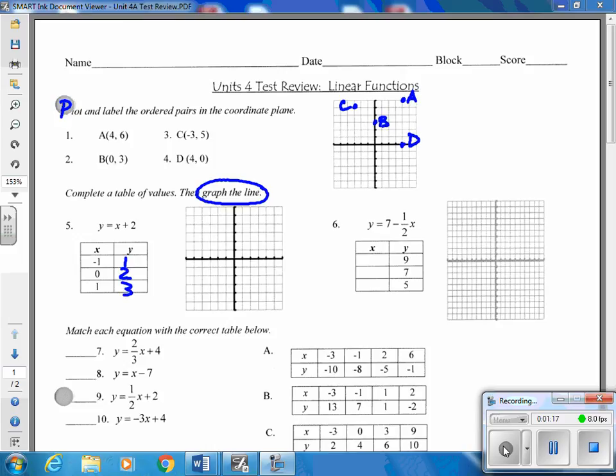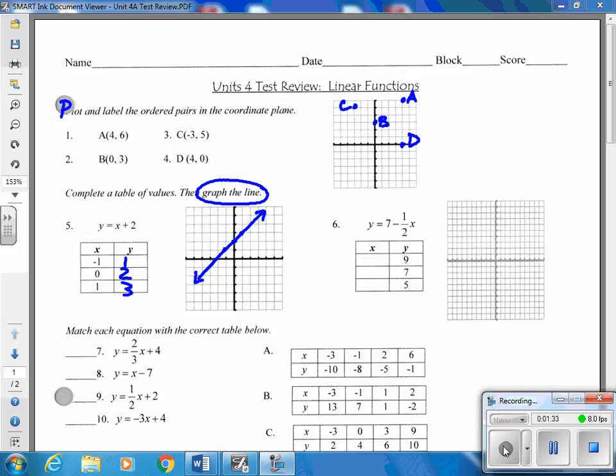So now I've got 3 ordered pairs that I'm going to graph on the coordinate plane. -1, 1, 0, positive 2, and positive 1, positive 3. All right, do not leave me with random dots. You are now making a line. So take your straight edge, connect it, and put arrows at the end of your line.